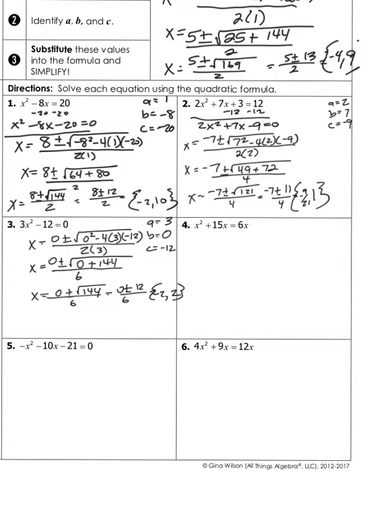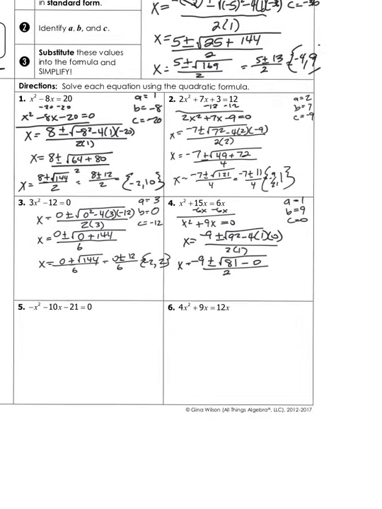Number 4, we need to move 6x to the other side. We get x squared plus 9x equals 0. And here we do not have a c, so a equals 1, b equals 9, c equals 0. But we can still use the quadratic formula. So let's go ahead and set it up. x equals negative 9 plus or minus the square root of 9 squared minus 4 times a times 0, all over 2 times 1.